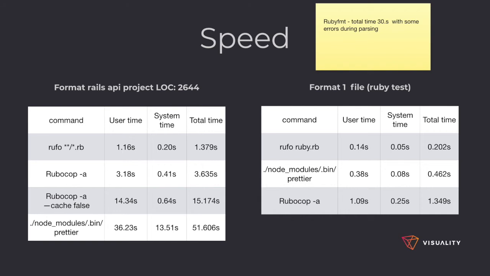Prettier is maybe not so fast in whole project formatting, but when we format just one file, this is not the case to format many files at once. So this is the real part of the speed comparison. Prettier per file is, I think, acceptable, because it's less than half a second. I didn't add Rubyfmt here. Rubyfmt is close to Prettier, but has some problems, so I just skipped its speed.